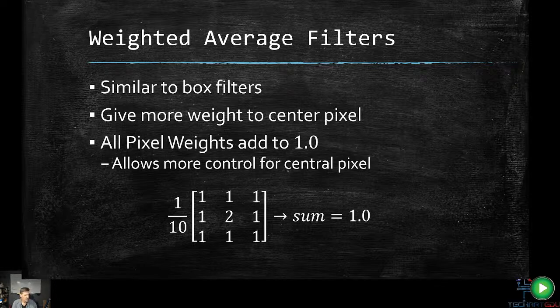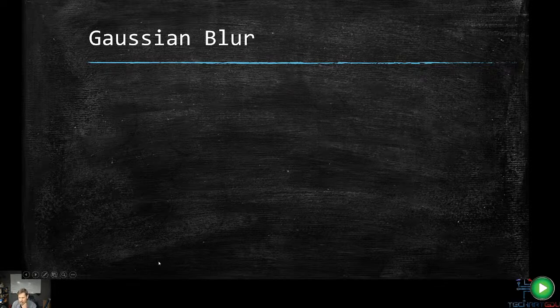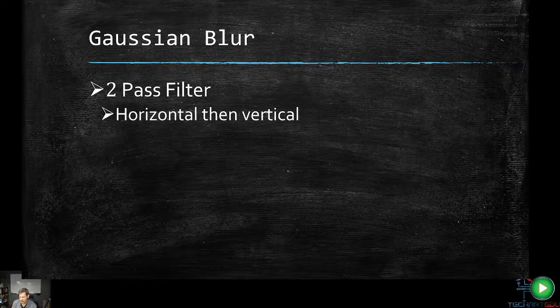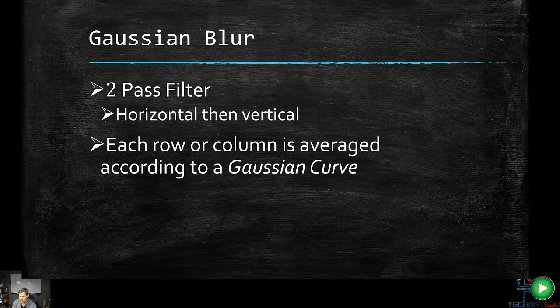All right, now what we're going to be dealing with, instead of a weighted average filter, is a Gaussian blur. Now, Gaussian blurs, admittedly, are kind of expensive. It's a 2-pass filter, just like the box and the weighted average. You're going to be working on the horizontal and then the vertical, and each row and each column is averaged over a kind of Gaussian curve. Now, a Gaussian curve is a simple little bell curve, if you can remember that.